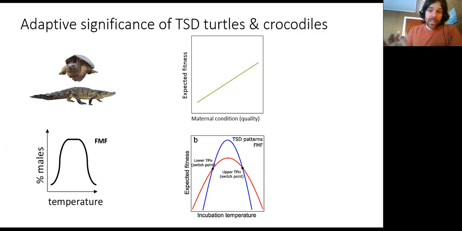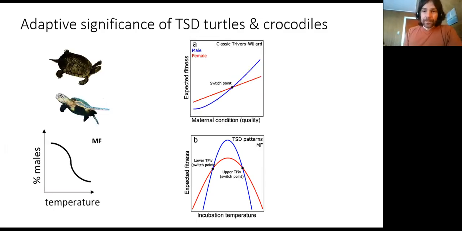This particular argument has been tossed around informally for a long time. I think it was formalized-ish in 2002 by Freedman and Wade. But one thing I don't think, well, probably me and a lot of other people haven't thought a lot about, is how we can reconcile the MF pattern. That's the pattern where we have males at cool temperatures and females at hot temperatures, which is found in most turtles, with this Trivers-Willard idea.